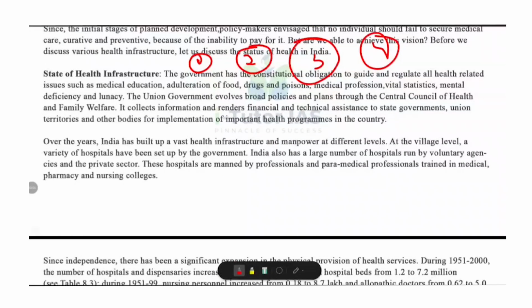Okay, now the state of health infrastructure in India. The Constitution mandates the government to regulate and guide health-related issues, including medical education, adulteration of food, drugs and poisons, medical profession standards, vital statistics, mental deficiency and lunacy. And the Union government, through the Central Council of Health and Family Welfare, formulates broad policies and plans. It provides financial and technical assistance to state governments, union territories and other bodies for implementation of health programs.